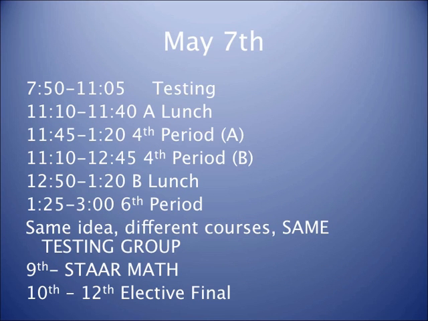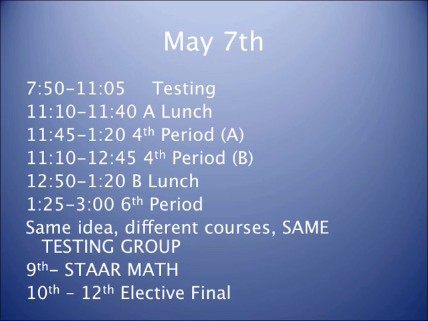So then I'm showing you May 7th, which looks just like May 6th, except instead of having 5th and 7th period at the end of the day, you can see that we've picked up to 4th and 6th period at the end of the day. It's the same idea as May 6th. It's different courses that we're going to be testing, but the same testing group. And I keep saying that same group of kids will show up. It's not based on a period. It's based on that chart.